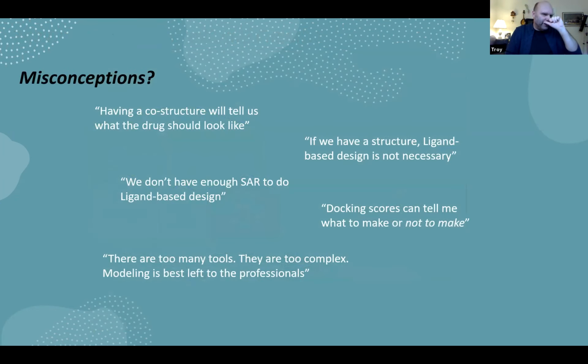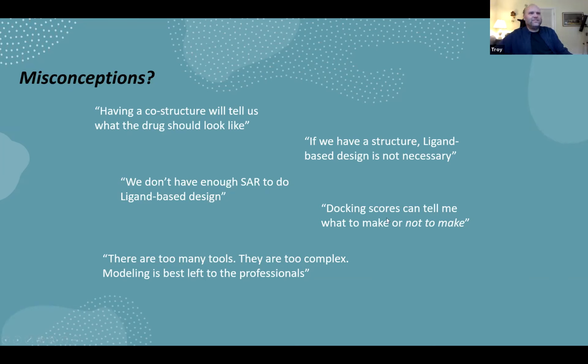So I figured I would pull out some quotes in my own head, things I feel like I've heard over the years regarding structure-based design and ligand-based design. One misconception: having a co-structure will tell us what the final drug should look like. Or if we have a structure, we don't need ligand-based design anymore. Or conversely, if we don't have structures, we can only do ligand-based work. And if we don't have enough SAR, we can't do QSAR models, we can't do ligand-based design. Done. What are we going to do?